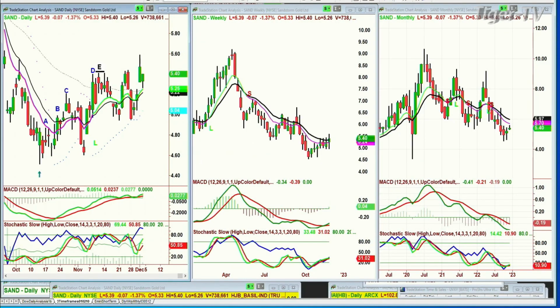So do you have a position in this? Yes, I do. And it took a nice jump yesterday, and it's pulling back a little today. But I'd like to get your take on an upside target.